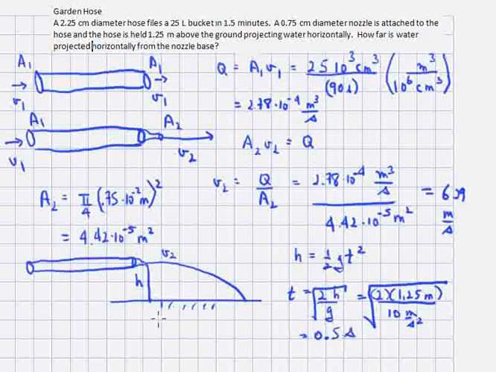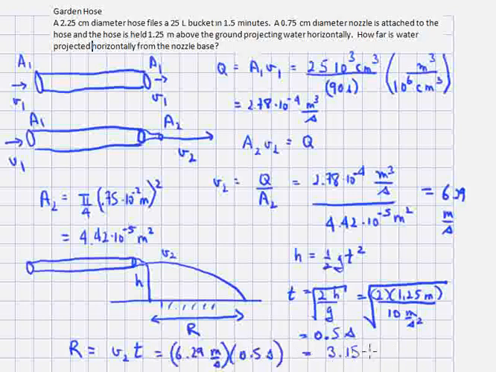And so this range here, how far it goes horizontally from the base of the nozzle, is simply going to be V2 times the fall time. There's no acceleration in the horizontal direction, ignoring air resistance. And so that's going to be equal to 6.29 meters per second times 0.5 seconds, which is 3.15, pretty close, meters.